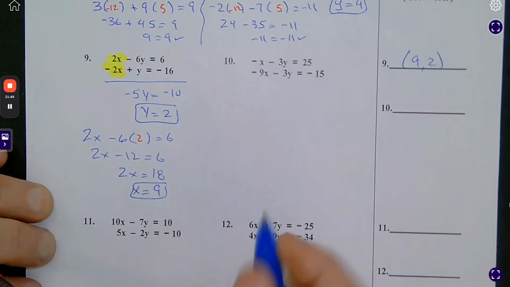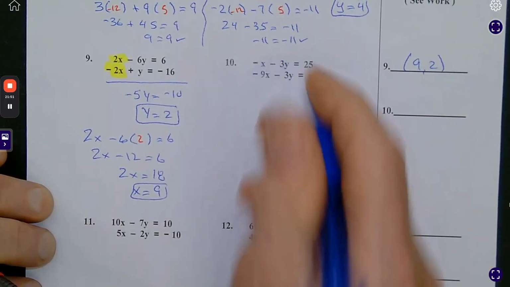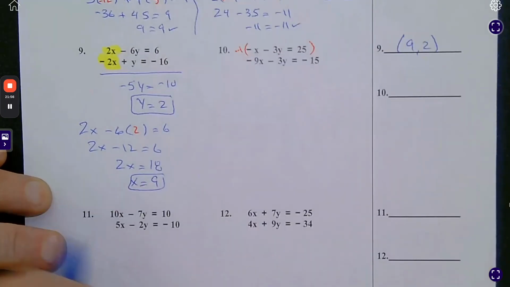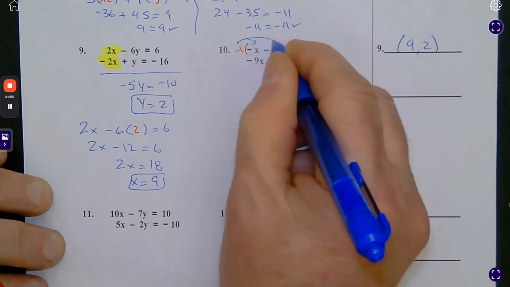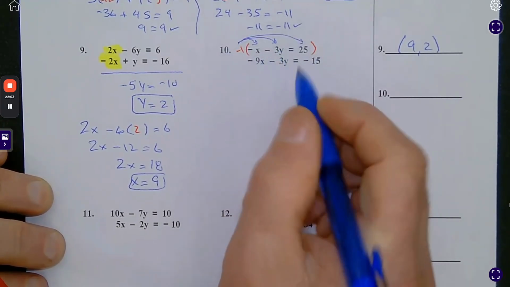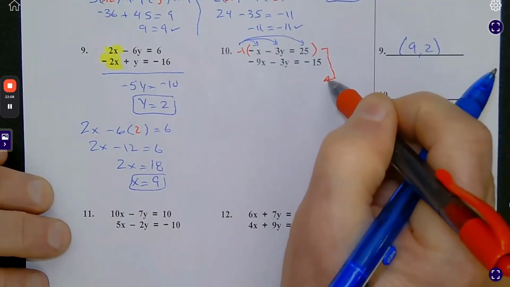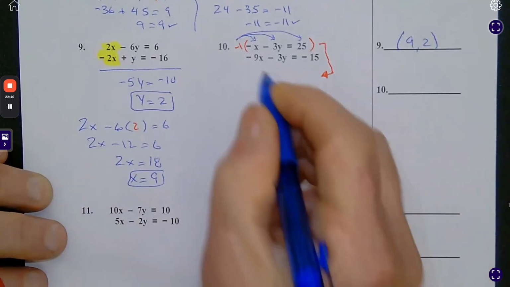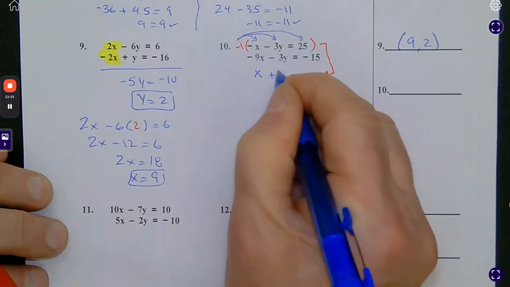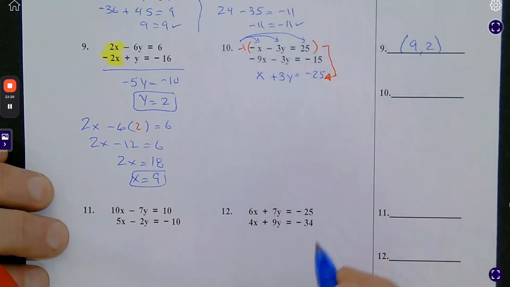Woo, let's go. Okay, notice here we don't have opposites, but we have the same number. So I'm going to take this top equation and I'm going to multiply every term by -1. So I'm going to multiply by -1, -1, and -1, because that'll give me a +3, and that's the opposite of -3. I'm going to bring this down right here. -1 times -1 is +1x. -1 times -3 is +3y. -1 times 25 is a -25.